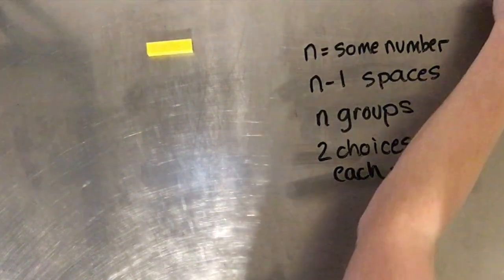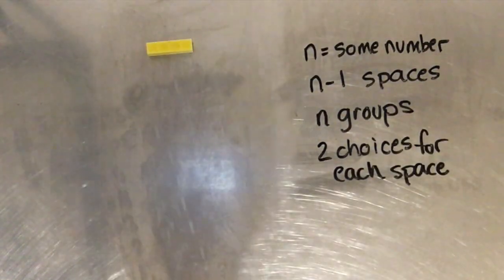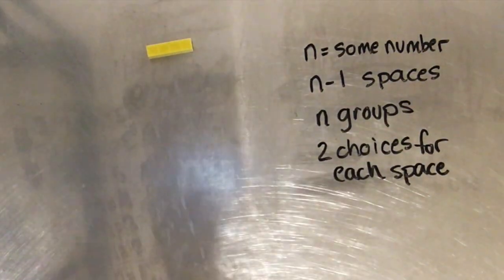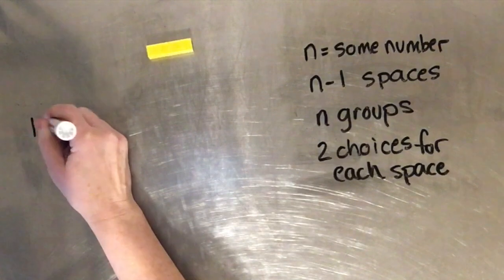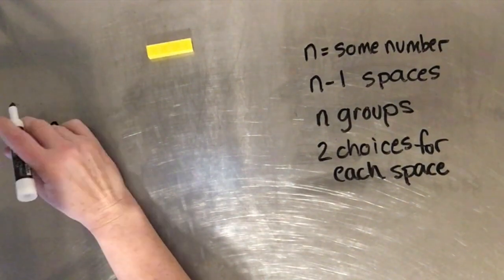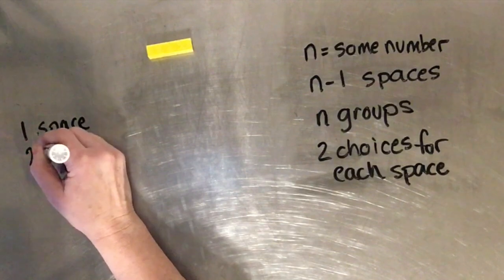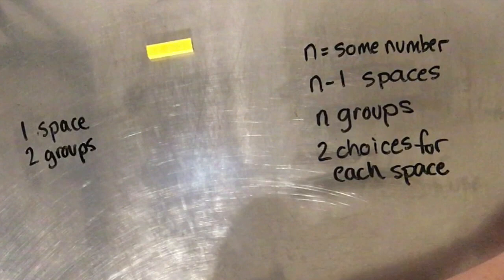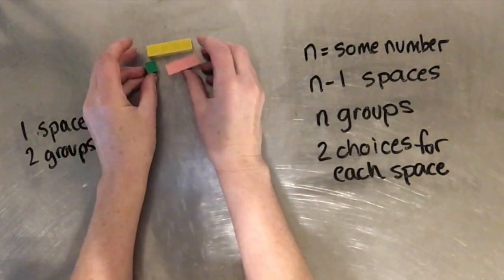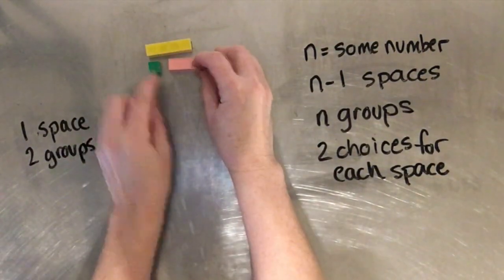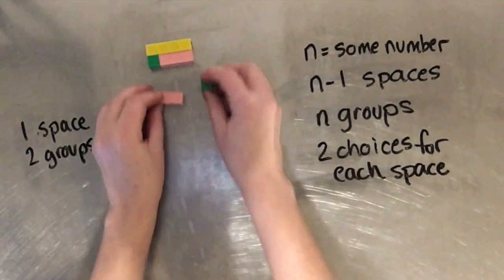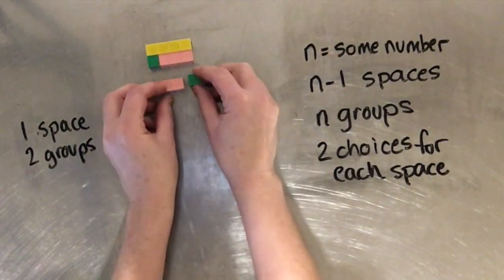Let me just move these over here. So if we're looking at the number 4, we could say, well, we want to start off with 2 groups, 1 space, and 2 groups. So we could start off with a 1 and a 3. Do you see how there's 1 space, 2 groups? And then we could do a 3 and a 1. Do you see? 1 space, 2 groups.